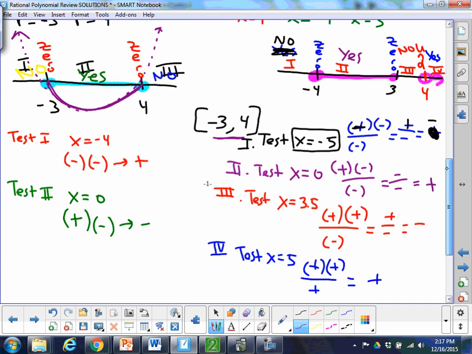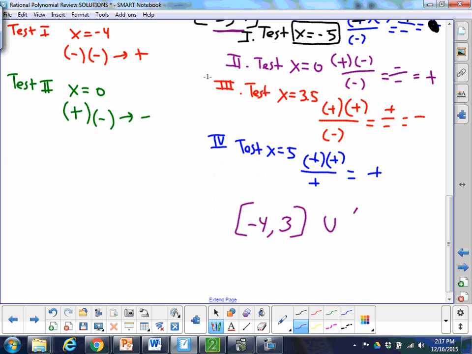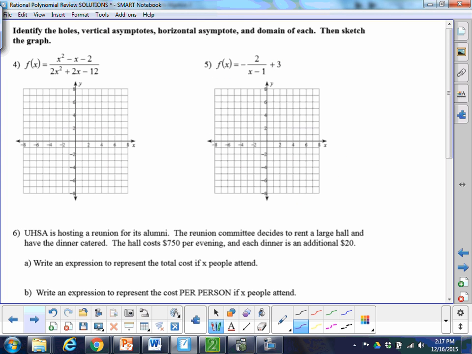And then from +4 with a parenthesis to infinity. All right, so there's that one. All right, next couple, we'll do these graphs.